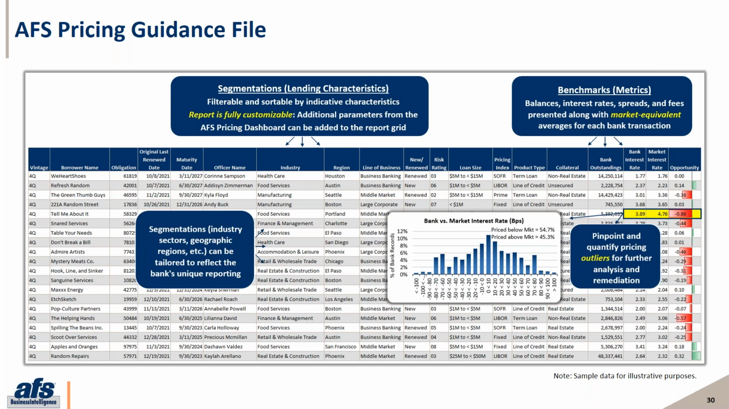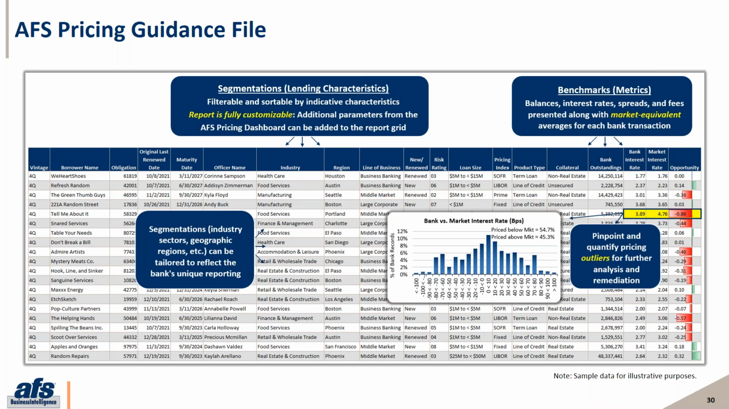With that, what we do is we take all of your new and renewed transactions in the period. We plot some indicative characteristics for them, like the industry, the line of business, and the duration. And for each one of those transactions in your portfolio, we derive a market equivalent rate, spread, and fee level based on loans that share the same tenor, industry, geography, and so on. That way we can illustrate pricing opportunities and gaps directly for loans in your portfolio.